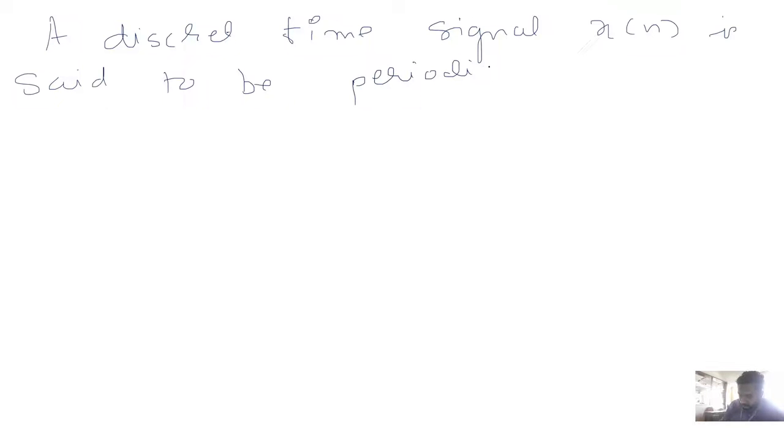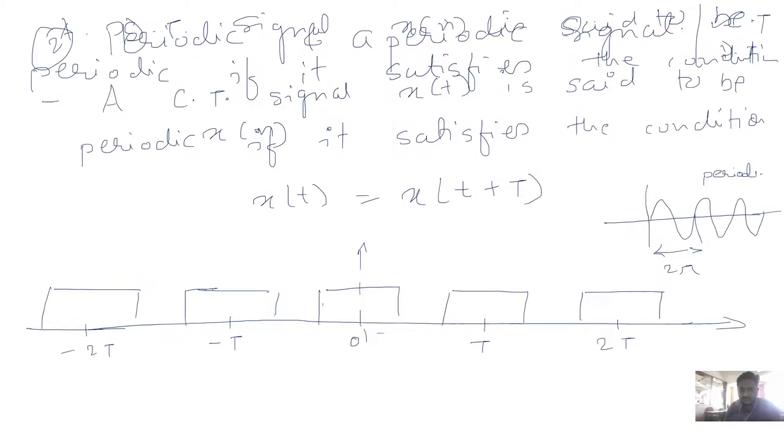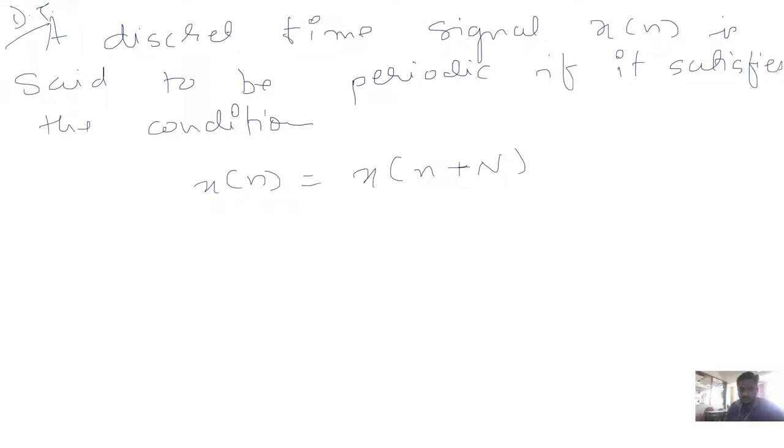A discrete time signal x of n is said to be periodic if it satisfies the condition x of n is equal to x of n plus capital N. Understand this? For a DT signal, discrete time signal, instead of t we use n. Why? We have discussed this, right? And this is for all n.